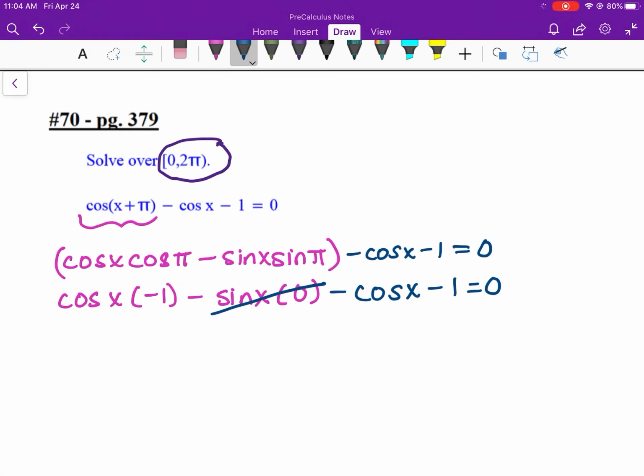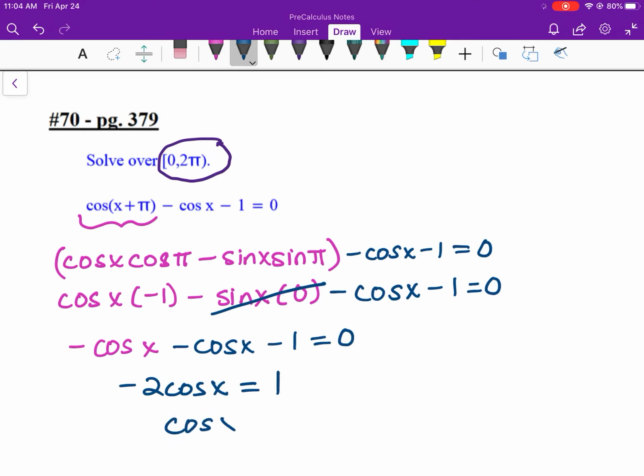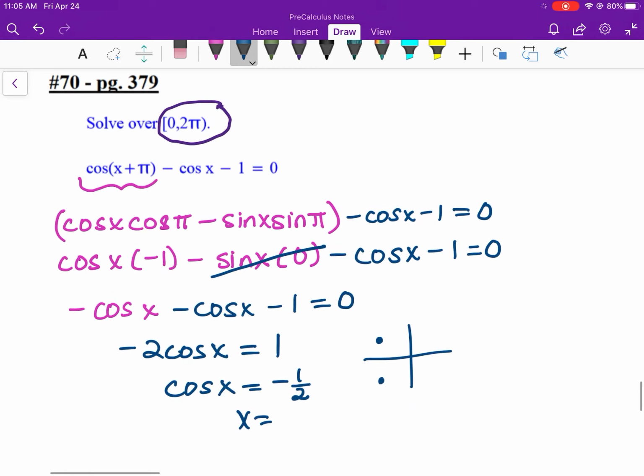That goes to 0. So now I have negative cosine x minus cosine x minus 1. That's -2 cosine x equals 1. Cosine x equals -1/2. So cosine is negative in the second and third quadrants. So x will be 2 pi over 3 and 4 pi over 3. And that's it.